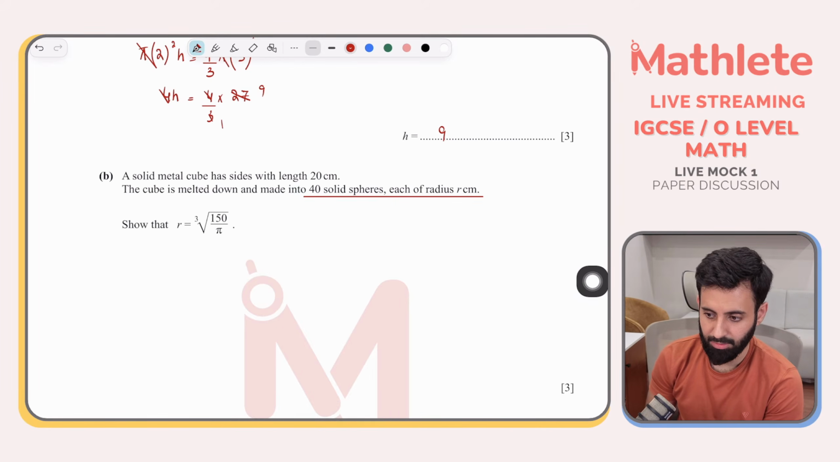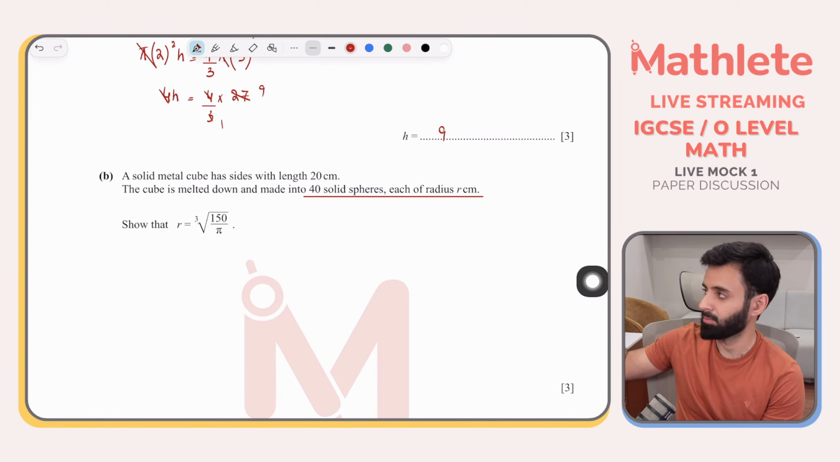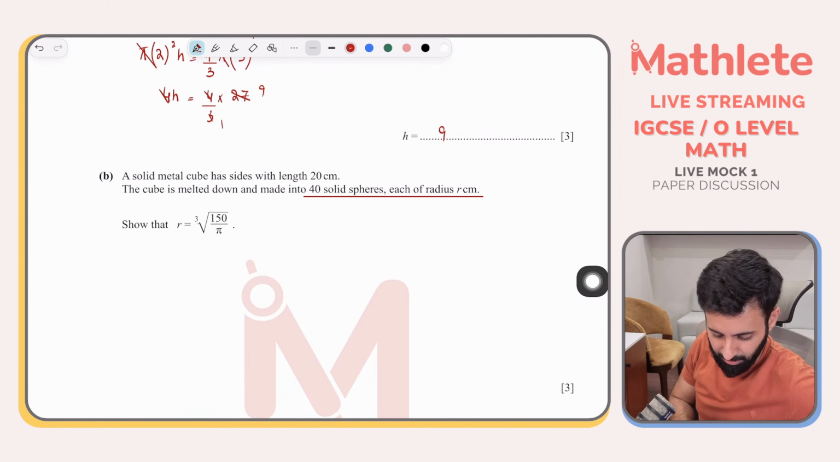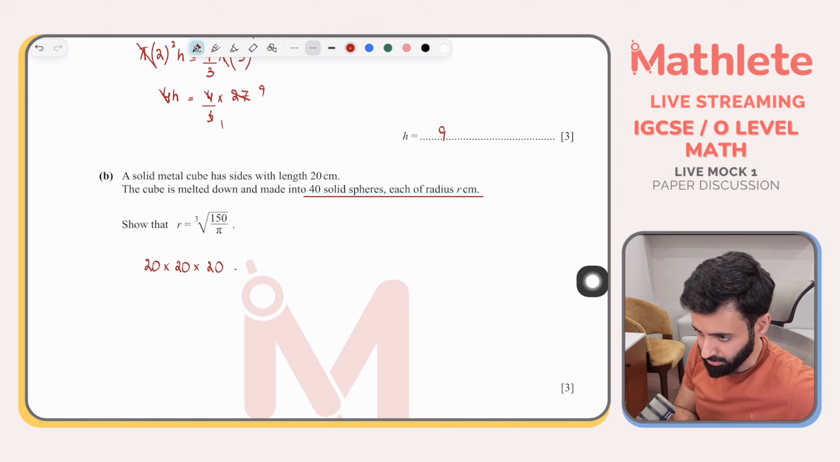The volume or the surface area? The volume. When you melt one solid and make another, the volume remains the same. Remember this. Area might change, but the volume remains the same. So the cube is melted down. That means the volume of the cube was 20 times 20 times 20, or simply 20 cube.